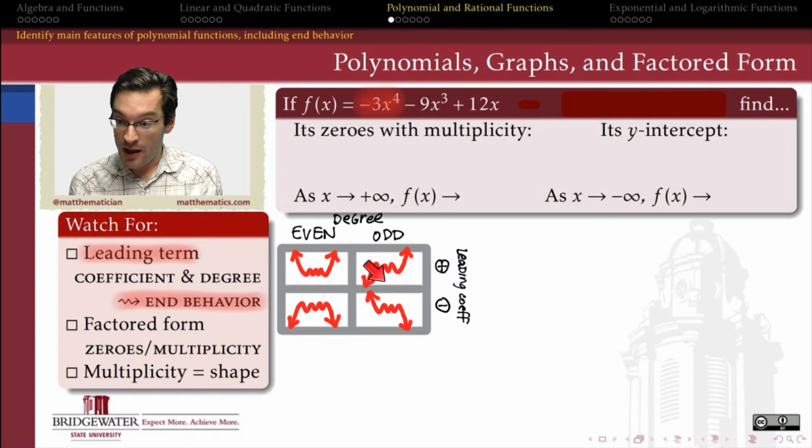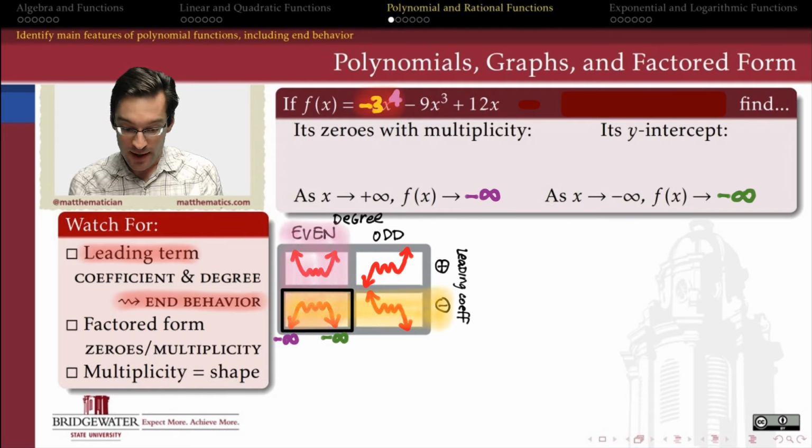When my degree is odd, the behaviors are opposite. One goes to plus infinity and the other side goes to minus infinity. And which is determined by the sign of the leading coefficient. In this example, my degree is even, it's degree 4, and my leading coefficient is negative. And so I know that as x goes to plus or minus infinity, f of x is going to go to negative infinity in both cases. So the leading term classifies my end behavior.